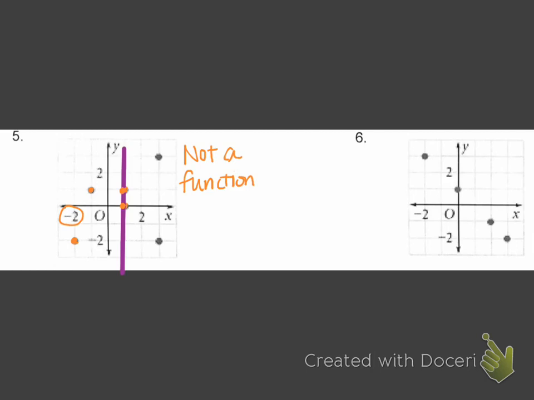All right, let's look at our last one, our vertical line test. So at -2, we have this one coordinate point. Our next coordinate point happens when x equals 0, and that's the only coordinate point. When x is +2, we just have this one coordinate point, and when x is +3, we have this one coordinate point. So since there was only one output for every input, this is a function.